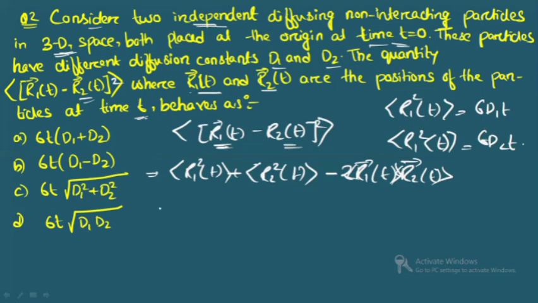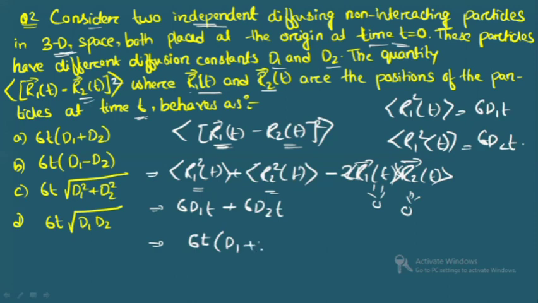Clear? Now here, R1 square(t) is 6 D1 t, plus this will be 6 D2 t. And you have to remember that the average value of R1(t) is 0, because at time t equals 0 the displacement is 0. So you can write finally the value of this quantity. 6 will be common and t will be common, and it will be D1 plus D2. So it will be 6t (D1 plus D2). That is the correct option, option A.